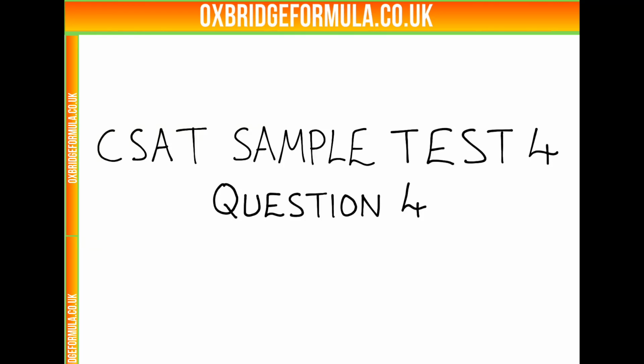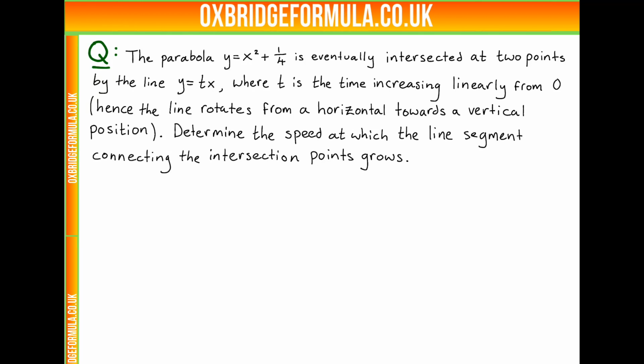This is CSAT Sample Test 4, Question 4. We're told that the parabola y equals x squared plus a quarter is eventually intersected at 2 points by the line y equals tx, where t is the time increasing linearly from 0. The question tells us that this means the line rotates from a horizontal towards a vertical position. We can see this since the gradient, t, is increasing. We're asked to determine the speed at which the line segment connecting the two intersection points grows.